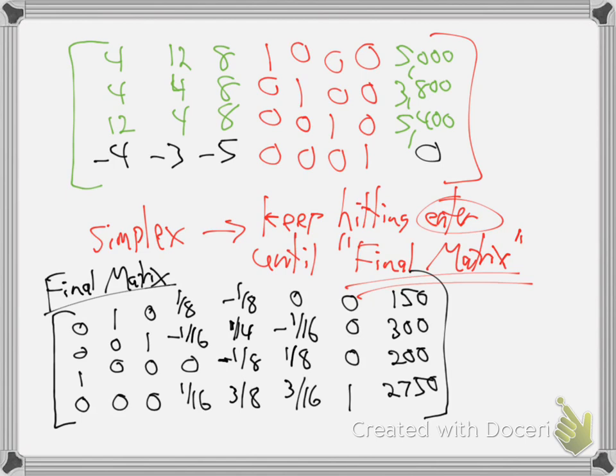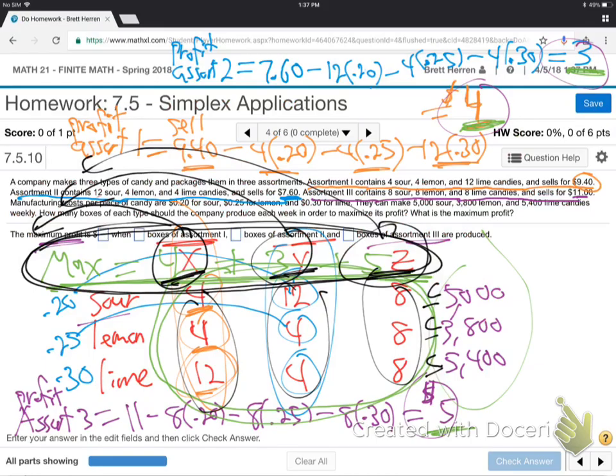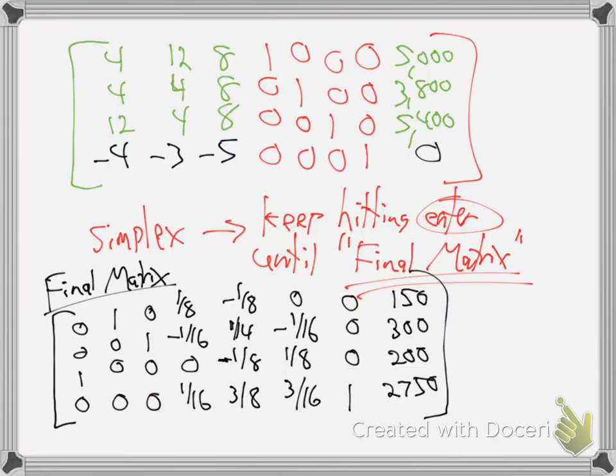And there we go. Now, how do we read those answers? What do those answers mean? Remember what we learned? You go back to our setup. Remember it was X first, then Y, then Z, right? So that's the same thing here in our answer. This is X, this is Y, this is Z: assortment 1, assortment 2, assortment 3. So what is X?